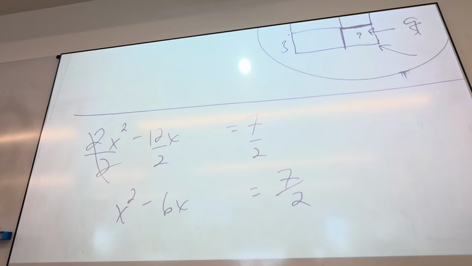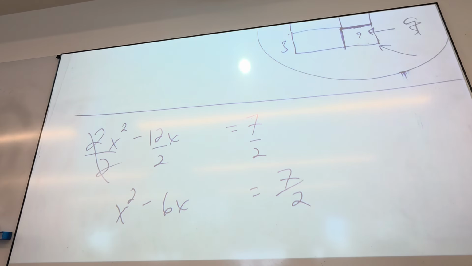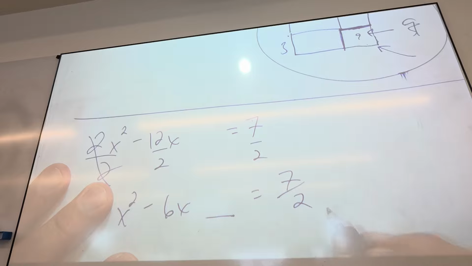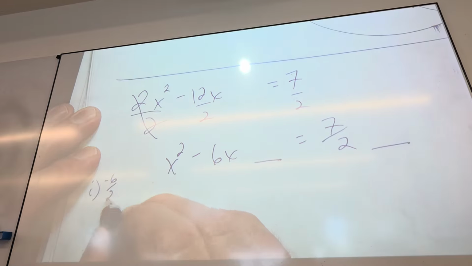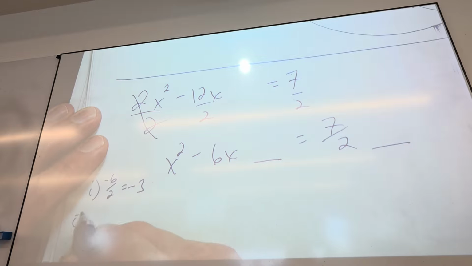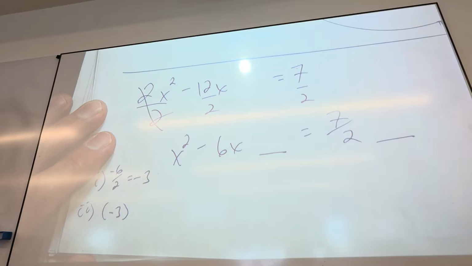So how do I figure out where to go from here? How do I figure out what has to go here? -6. Yes, so the two steps are whatever's in the middle, the coefficient, you cut it in half, and then you do what to that? Square.